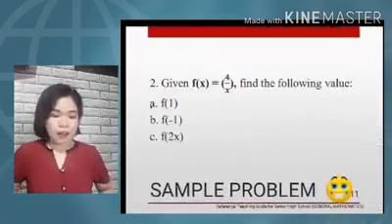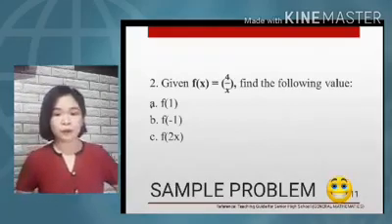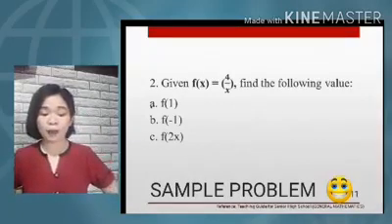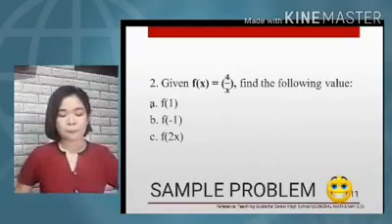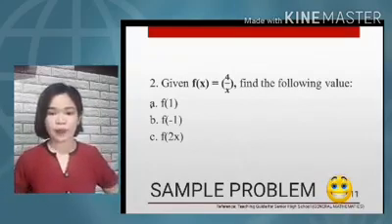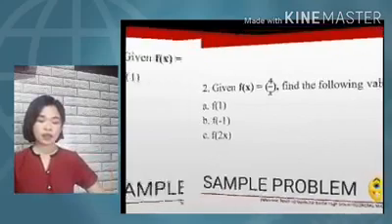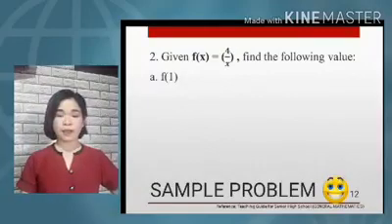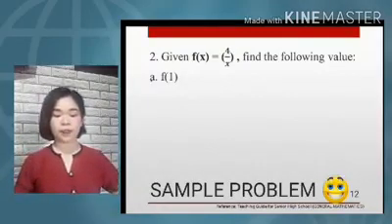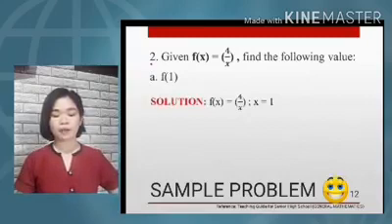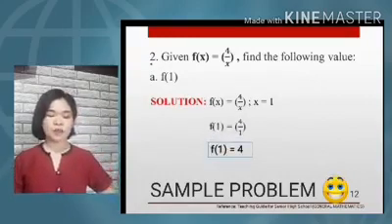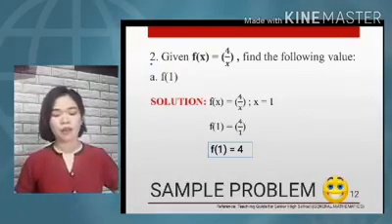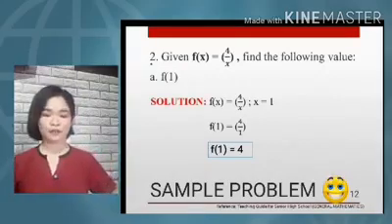Next sample. So given f of x is equal to 4 over x, find the following values. So we are still going to evaluate, if the value of x is 1, negative 1, and 2x. Let's try. So if the function is f of x is equal to 4 over x, and then the value of x is 1, substitute the value of x. So that will be f of 1 is equal to 4 over 1. So that is simply 4 divided by 1. So that is equal to 4. That's why f of 1 is equal to 4.